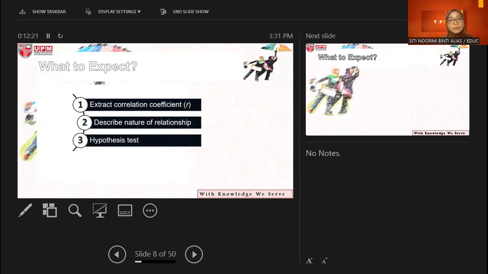Okay, so these are the expectations. You are able to extract the correlation coefficient from the correlation matrix table. You are able to describe the nature of the relationship. When we mention the nature of the relationship, please remember two things. The first is the direction of the relationship. The second is the magnitude of the relationship. Two things, the same as what we learned during our statistics class.